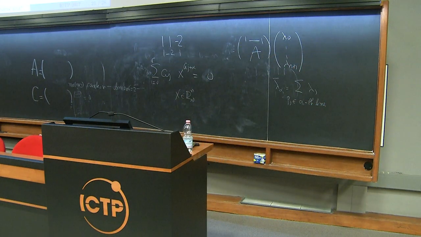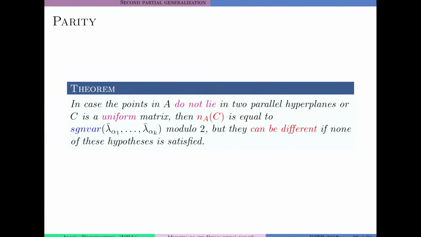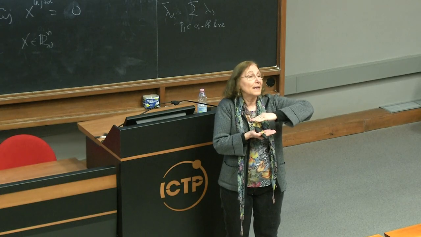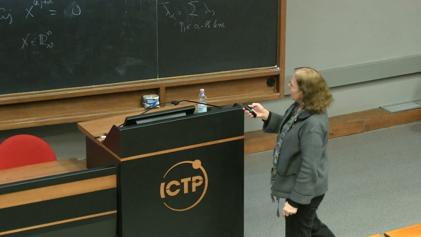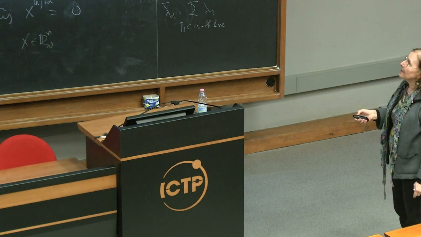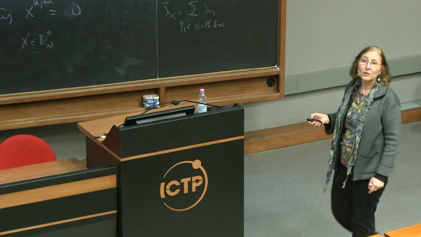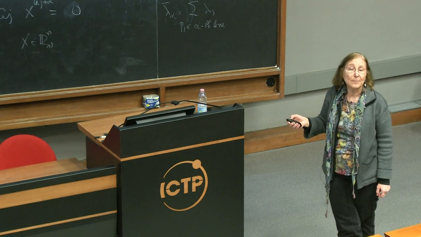And what about the parity? You remember that I told you that Descartes' rule in one variable is very easy to see, that the sign variation has the same parity as the number of positive roots. The one here is more tricky, or trickier, I don't know how you say it in English. It is true that the parity of this count is the same, unless all the points in A lie in 2 parallel hyperplanes, then it might not be the case. Or if C is not uniform, if some minor is 0, it might also not be the case. So it's very tricky to decide the parity.